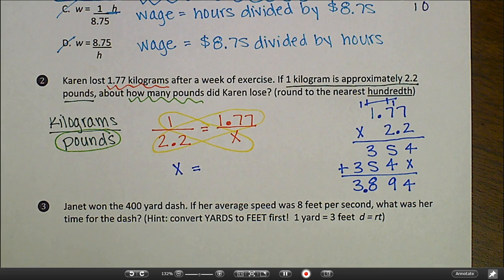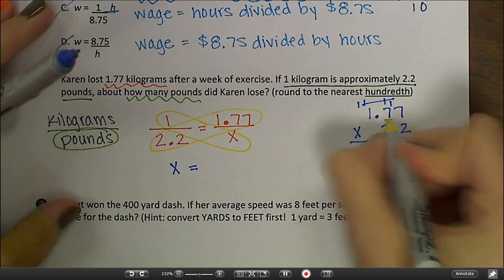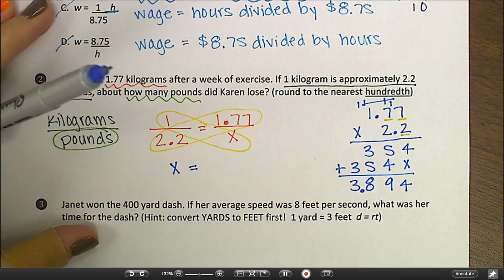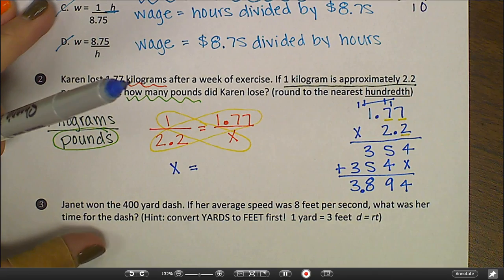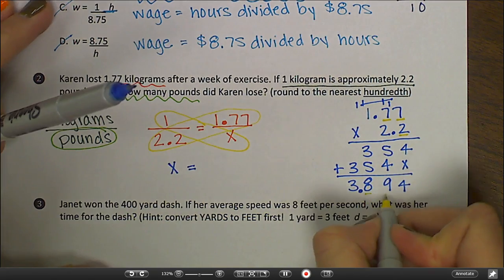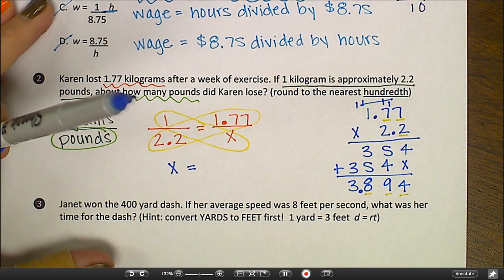Okay, so when I did this, I got 3 and 894 thousandths. Did you remember to count your digits after the decimal point? I have 3 digits after the decimal in my problem, so I have 3 digits after the decimal in my product.